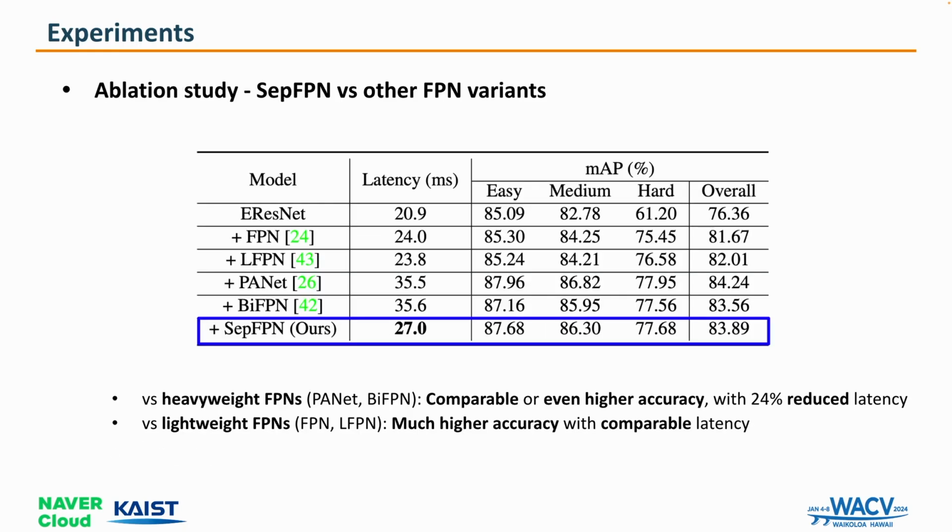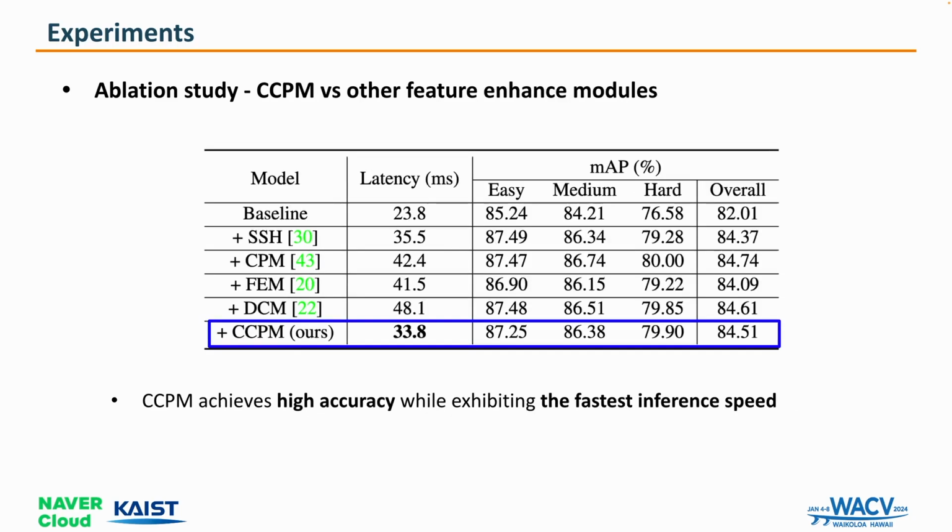We also conducted several ablation studies by comparing our proposed SEP-FPN with other FPN variants. Compared to the heavyweight FPN variants such as PANet and BiFPN, our SEP-FPN showed comparable or even higher accuracy while reducing 24% of latency. Also, compared to the lightweight FPN variants such as FPN and LFPN, our SEP-FPN showed much higher accuracy with similar latency. Also, we compared performance of our proposed CCPM module with the other feature-enhanced modules. We note that our CCPM achieves high accuracy while exhibiting the fastest inference speed.